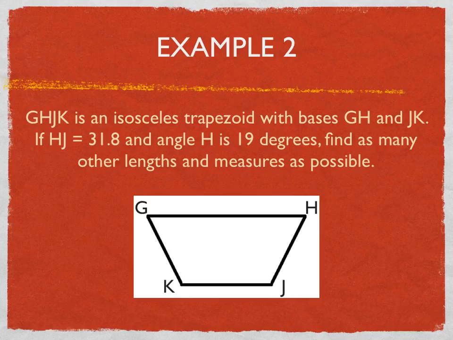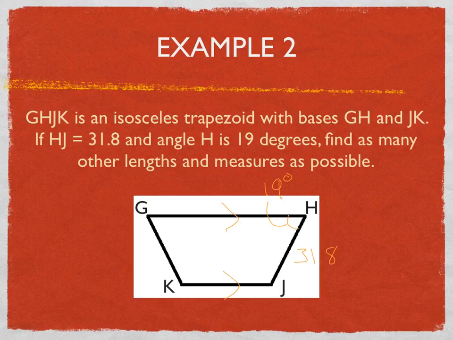If they are my bases, they are parallel, okay? There's a couple ways I can tell you what lines are parallel or what lines are bases. This is kind of the other way to do that. I can either say they're parallel or that I give you the bases. So these sides here and here are parallel, and I have that HJ is 31.8, and my angle at H is 19. So that angle there is 19 degrees.